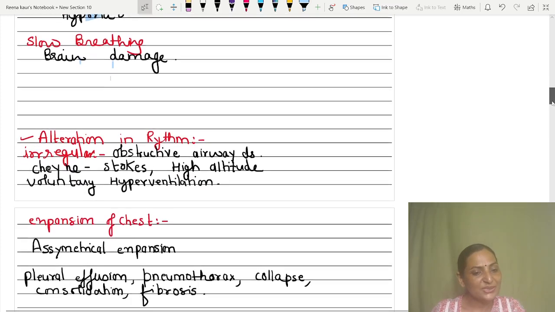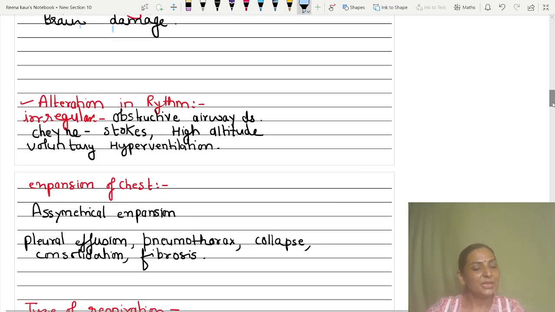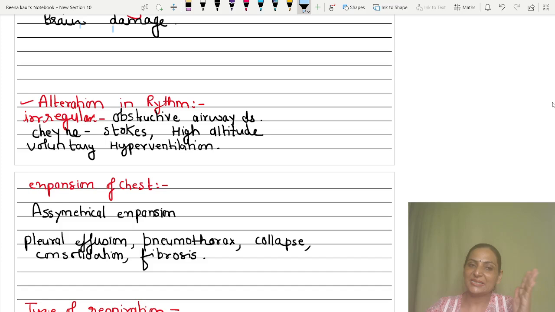Now there can be alterations in the respiratory rhythm. For example, the respiratory rhythm can be irregular, because we say that it is regularly regular. So irregular can be with voluntary hyperventilation, high altitude, obstructive airway disease, Cheyne-Stokes. Okay, these are the type of alterations in rhythm which you must be able to answer in your Viva. Now, the second question, you mentioned about expansion of chest, that is symmetrical expansion of chest. So you must know that there can be asymmetrical expansion of chest in conditions like consolidation, fibrosis, pleural effusion, pneumothorax and collapse of the lung.